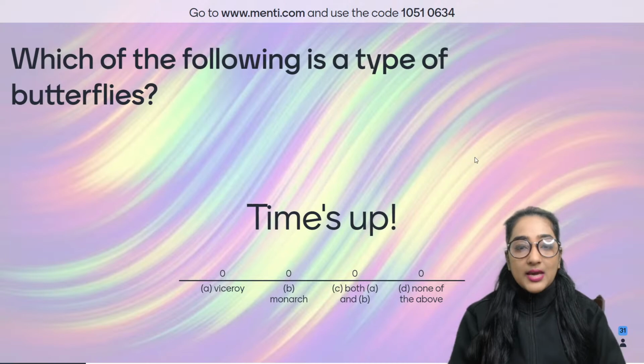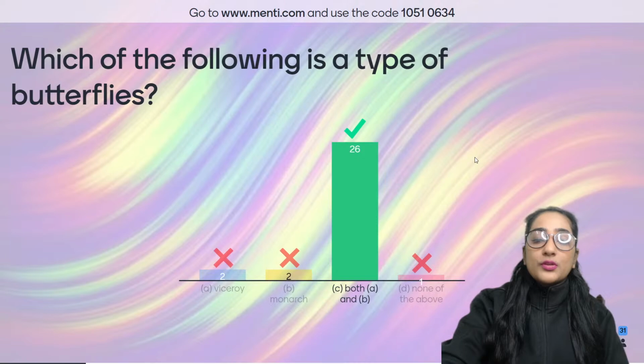5, 4, 3, 2, 1, and the time is up. All right, and what exactly is it? Both A and B. 26 students, very well done. Let's have a look at the leaderboard now.